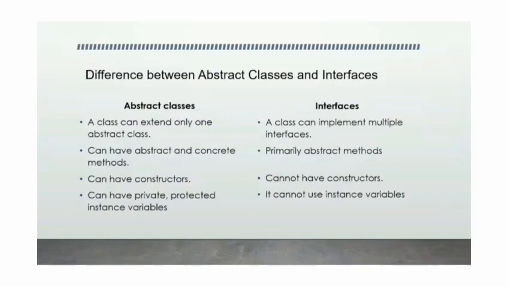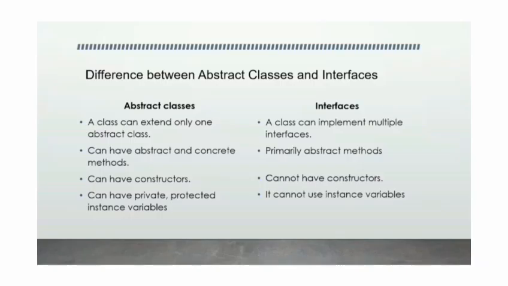The next question is the difference between abstract classes and interfaces. Abstract classes can have both abstract methods and concrete methods. An abstract method means an unimplemented method, and a concrete method means an implemented method. But interfaces cannot have concrete methods. They have only abstract methods.